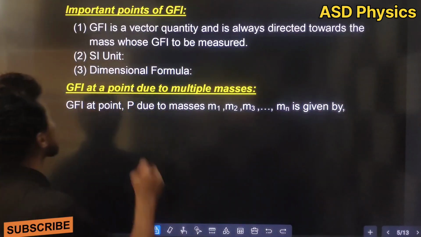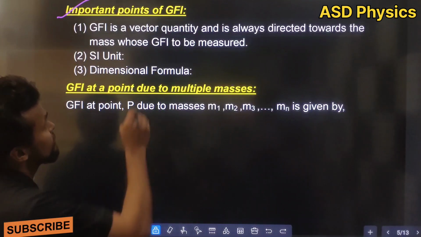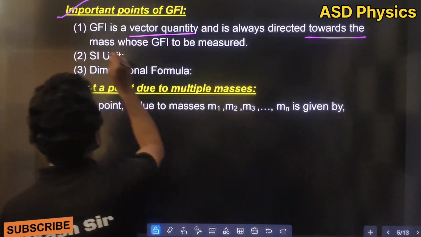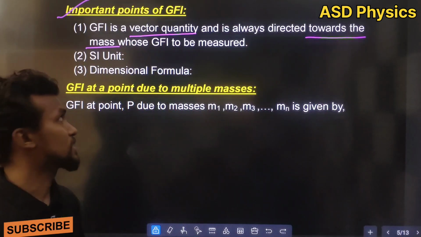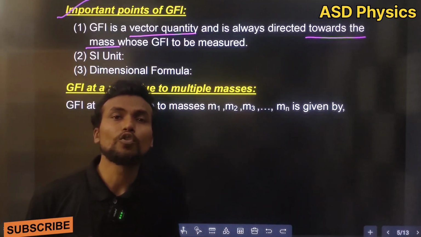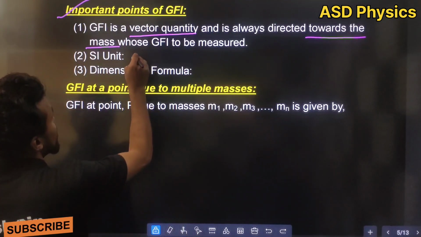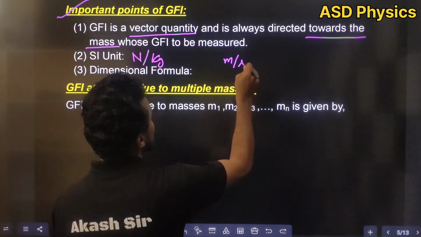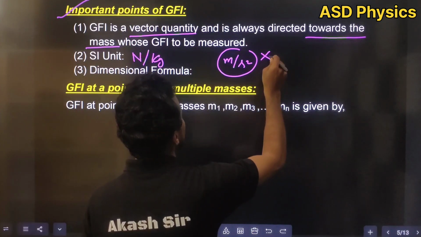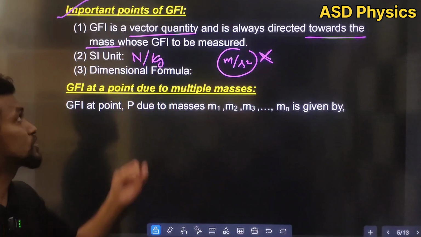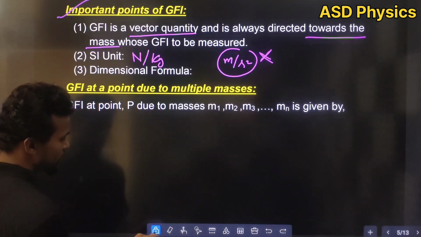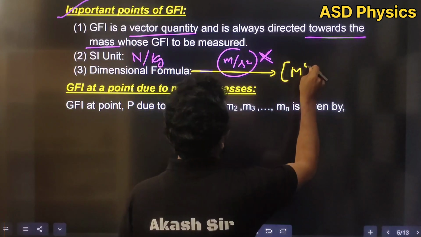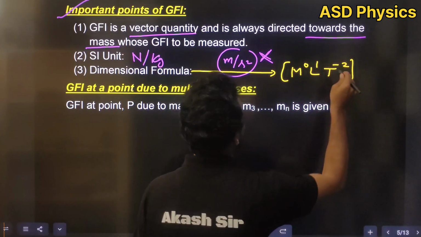Okay students, next one please. Important points. As I told, GFI is which quantity? A vector quantity, and it is always directed, highlight it please, towards the mass whose GFI is to be measured. Now the SI unit: GFI means force per unit mass, so the SI unit will be Newton per kg. For GFI, always use Newton per kg. Even you can write meter per second square, but we will never use it. Always use Newton per kg. After that, the dimensional formula, just like acceleration: M power 0, L power 1 and T power minus 2.